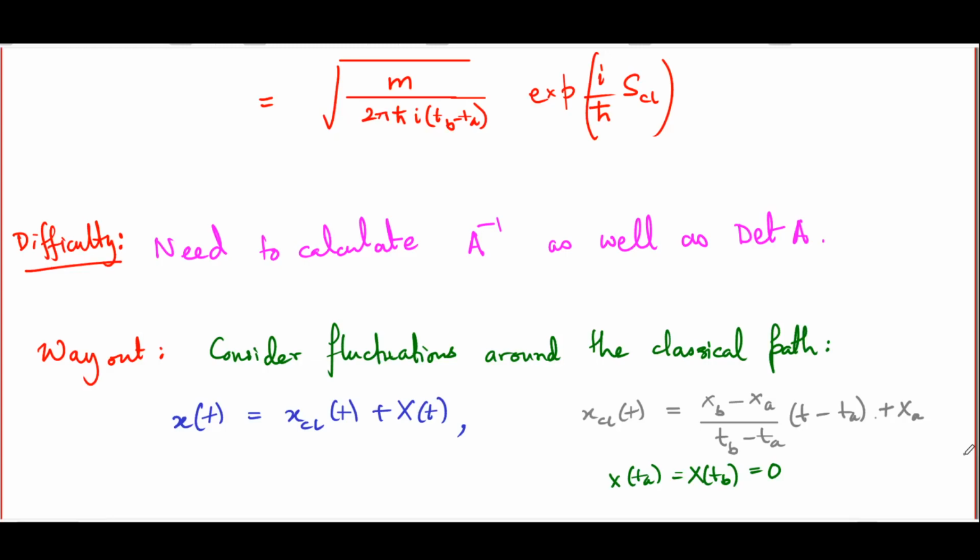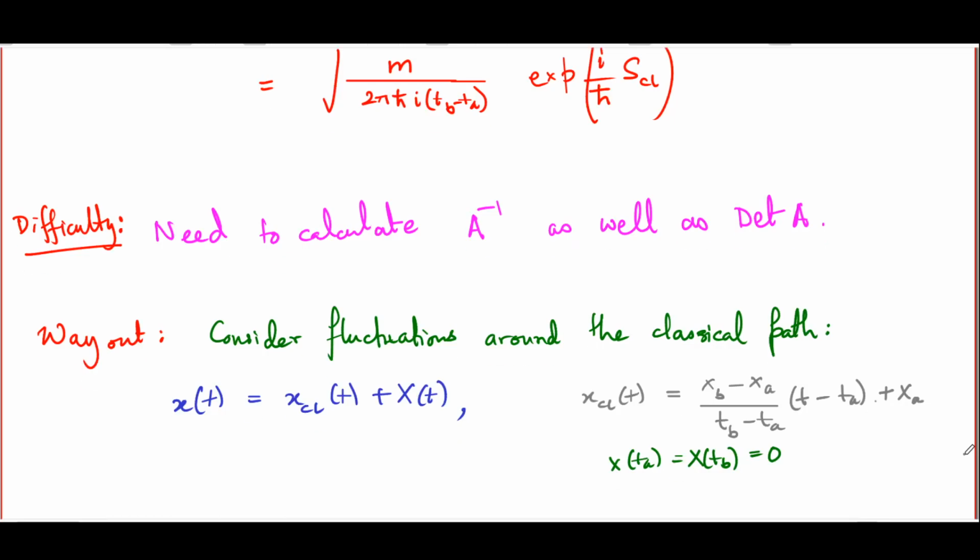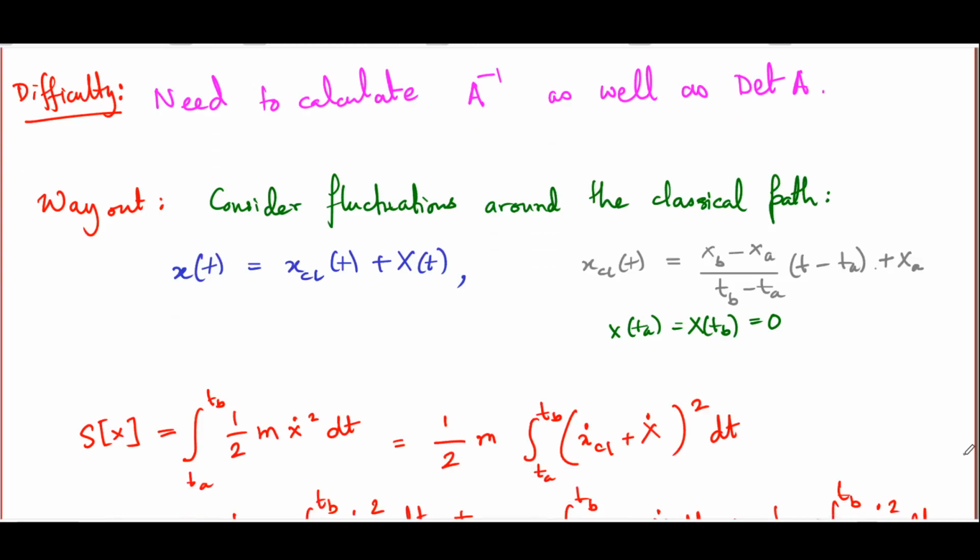Now, what's so special about the classical path? You might very well have started with any given path joining xa, ta and xb, tb, and talked about deviation from that path. And that would, of course, have given you capital X of ta and capital X of tb, both 0. But that is not the only good thing that you get here. And in order to understand that, what we need to do is take a look at the action for this arbitrary path, small x.